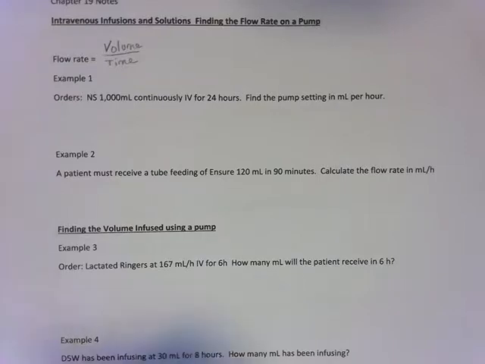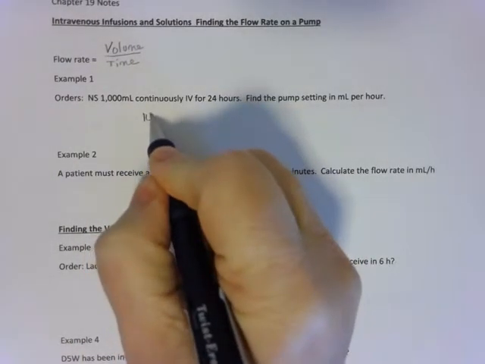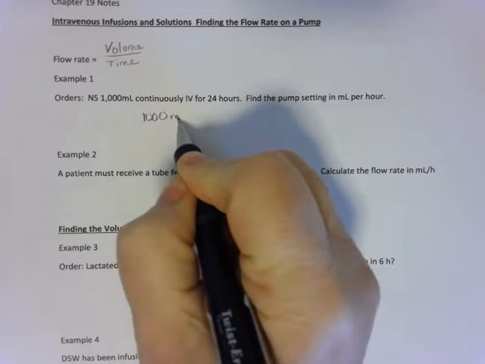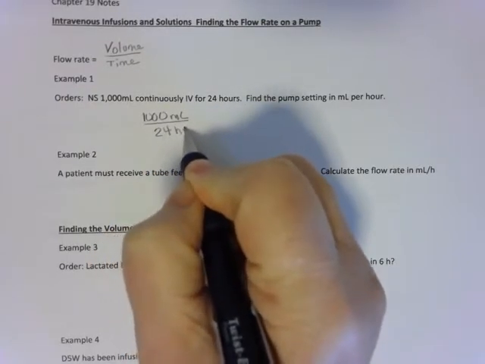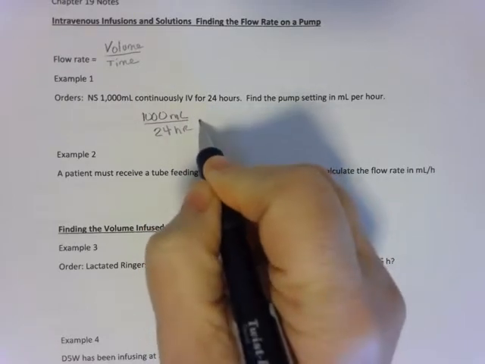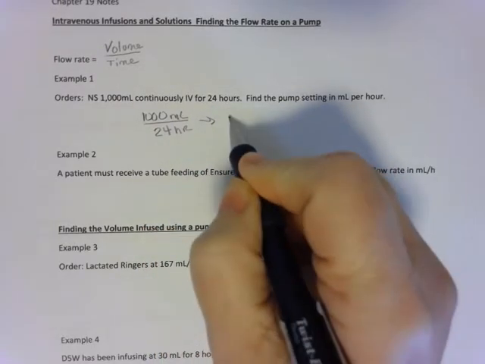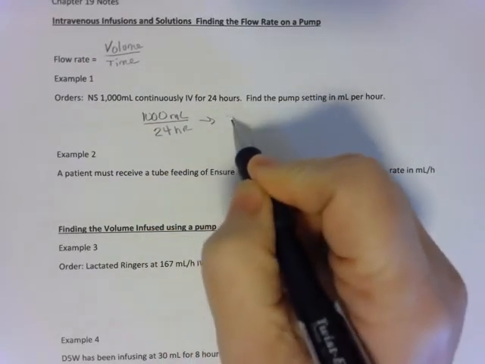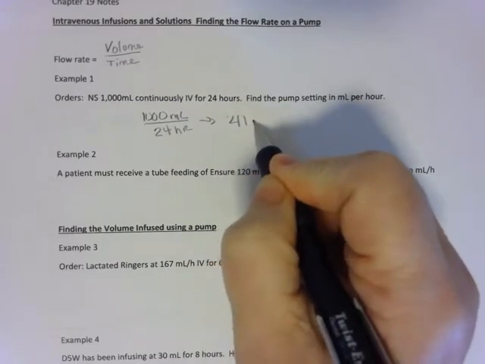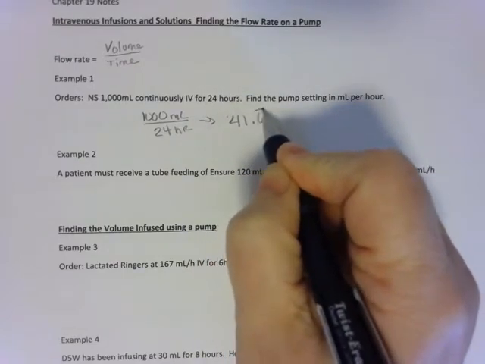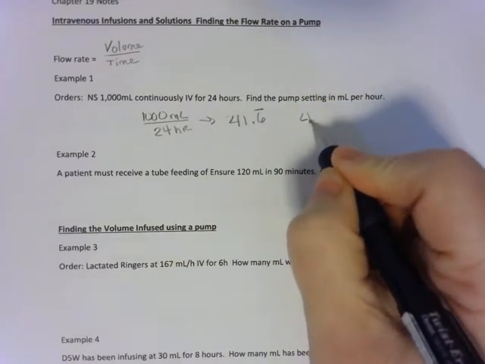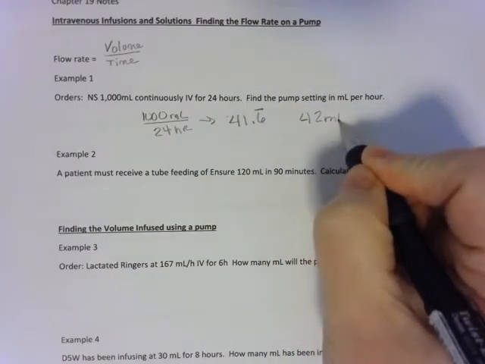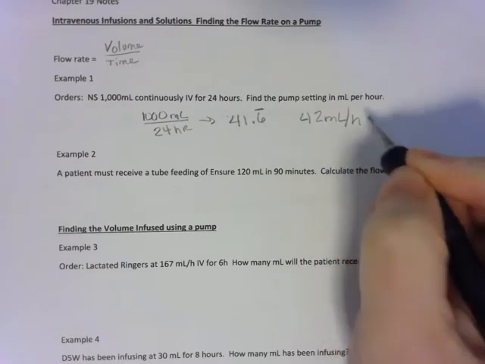So they're telling us it's 1000 mLs in 24 hours, which when we divide that out, we get 41 and 6 repeating. So I'm going to round that to 42 mLs per hour.